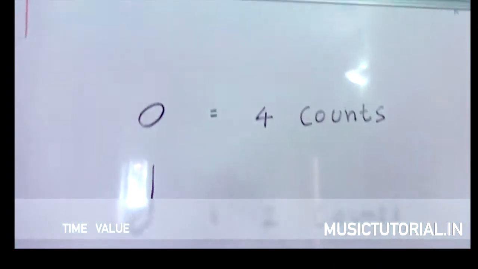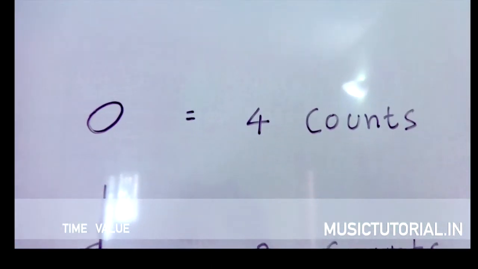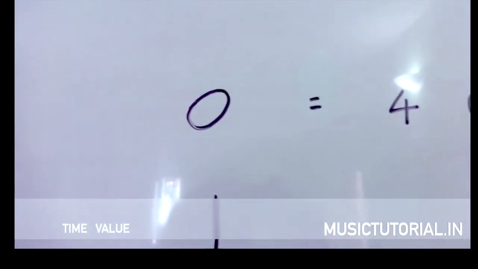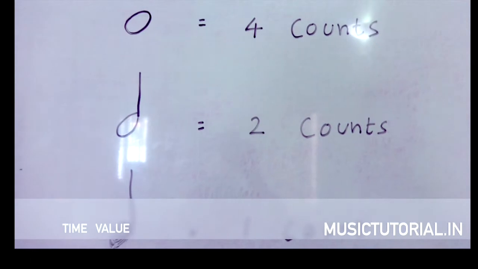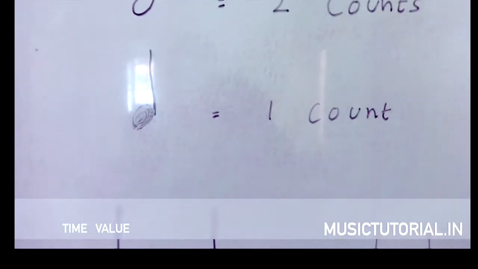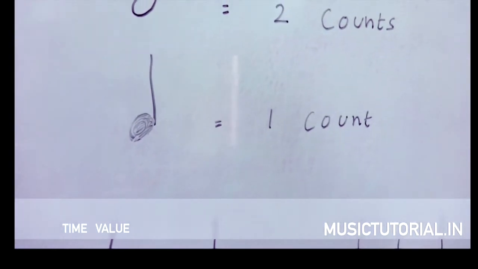Okay, this is the circle. If you see a musical note which looks like a circle, then it gets 4 counts. And if you see a musical note which looks like a circle with a stem, it gets 2 counts. A musical note which looks like a circle with a stem and it's colored inside gets 1 count.